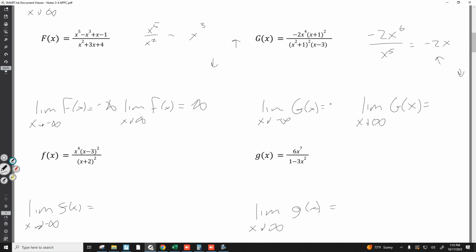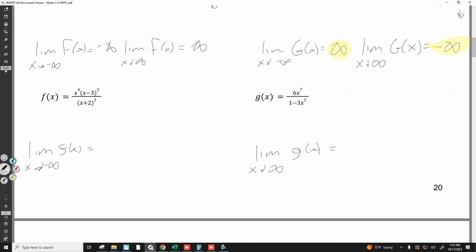So to the left, I got positive. I think this would probably be the one that maybe people would get wrong. And then to the right, I got negative because I'm going down and to the right. Or another way to get this same answer, plug in infinity. Negative 2 times infinity would be negative infinity. That's the way to check.